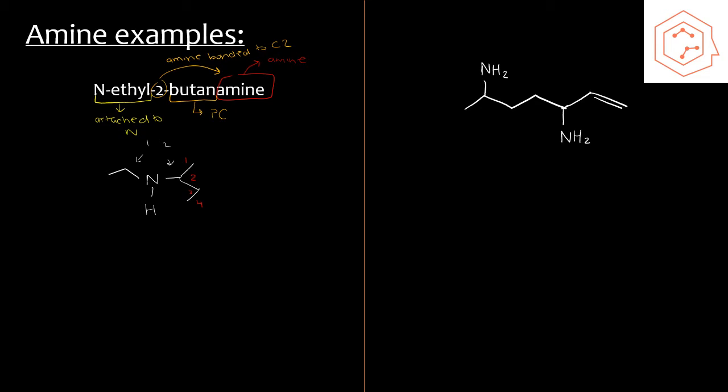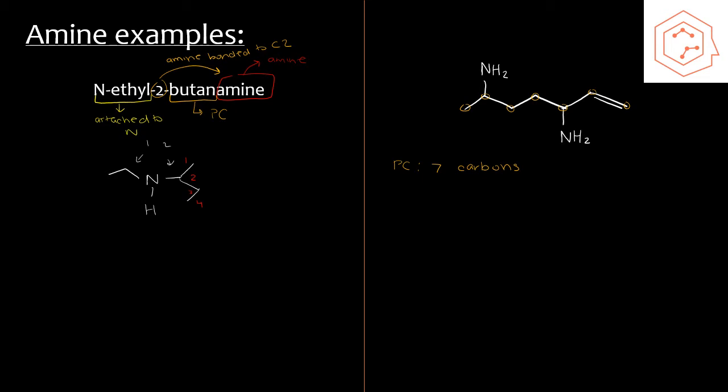Now let's move on to the naming example for the structure on the right. So what I'm going to do first is I'm just going to go ahead and count how many carbons I have in this main parent chain. There's 1, 2, 3, 4, 5, 6, 7. The parent chain is 7 carbons long. So that information is going to come in handy when we're naming it, right?